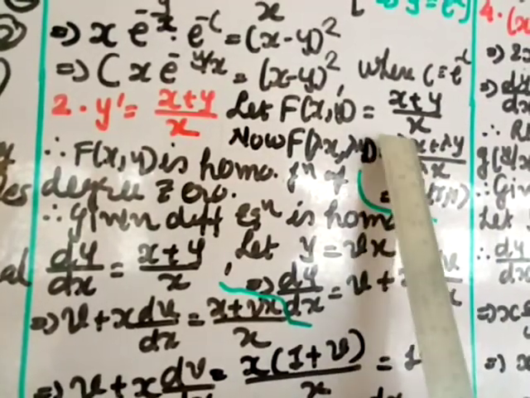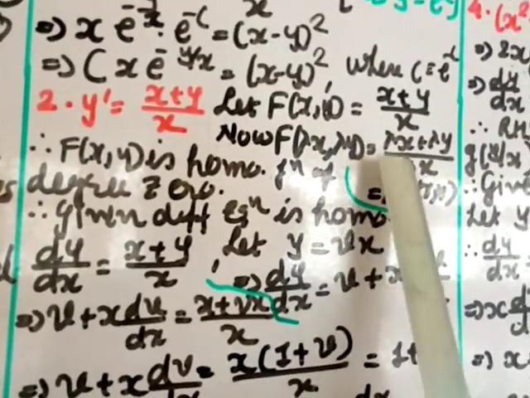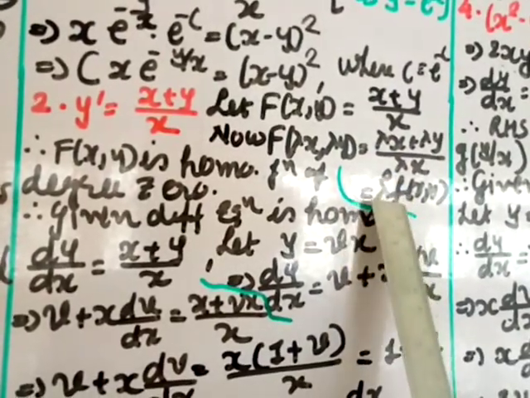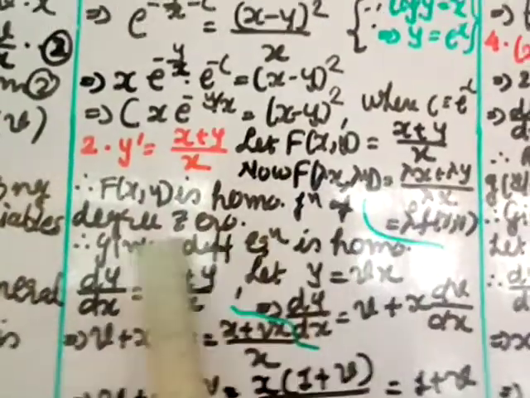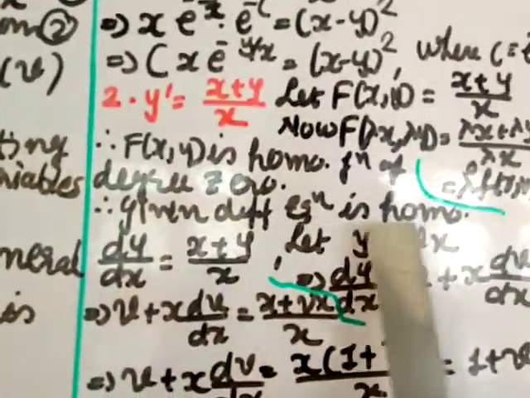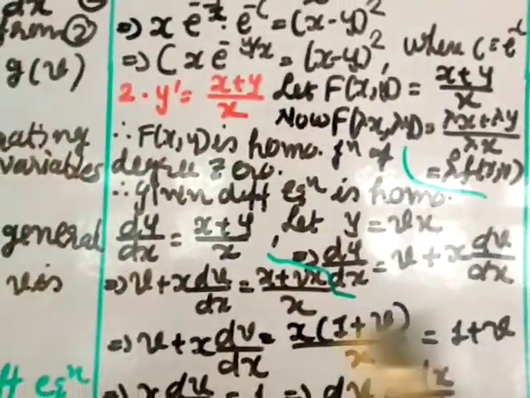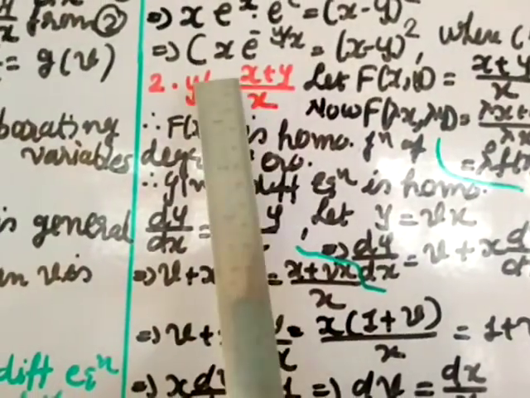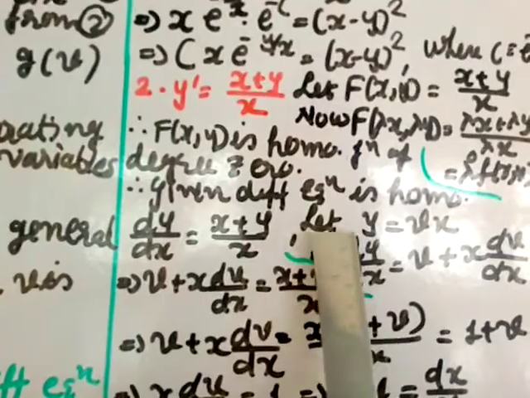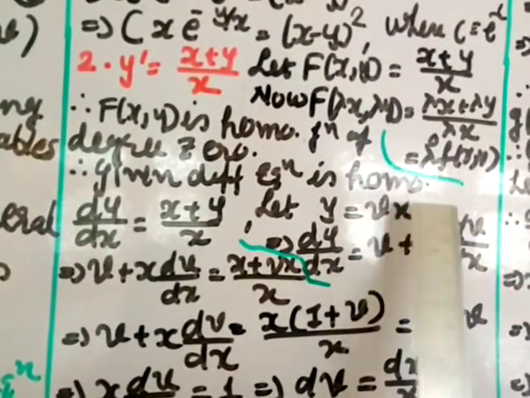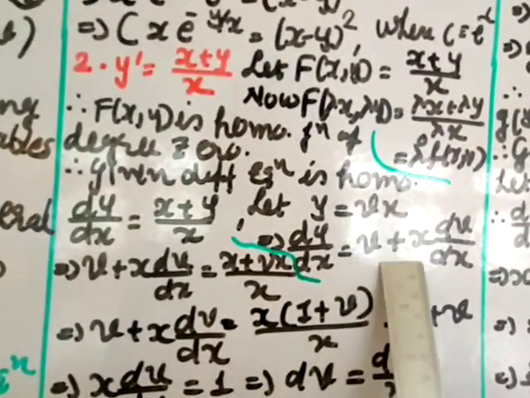Take lambda common, so lambda over lambda gives you lambda power 0 f of x y. Therefore f of x y is a homogeneous function of degree 0. Therefore the given differential equation is a homogeneous differential equation. So now I'll write this one, y dash is dy by dx equal to x plus y by x. So first, let y is equal to v into x. Differentiate, so dy by dx equals v plus x dv by dx.